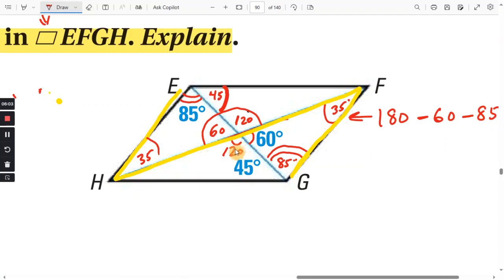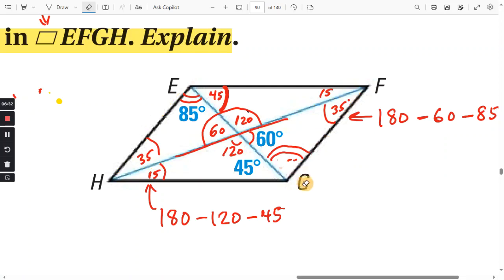Finally, look at this triangle. We have 120 and 45. So this one right here is going to be 180 minus 120 minus 45. So that's 60 minus 45. That's going to be 15. And then this one here is also going to be 15, because of the Z shape or the N shape.